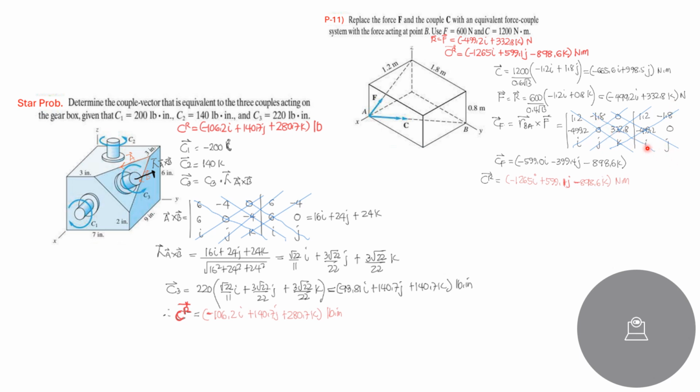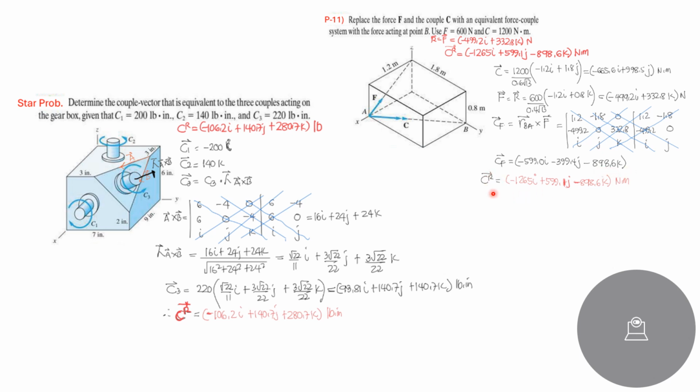Negative 1.8 times 332.8i minus 0 is negative 599.0i. Those are the components of the moment of F about B. X component. Then j: 0 minus 332.8 times 1.2, that's negative 399.4j. Then for k, 0, then negative because that's positive and that's negative direction. So 0 minus 499.2 times 1.8, negative 898.6k.